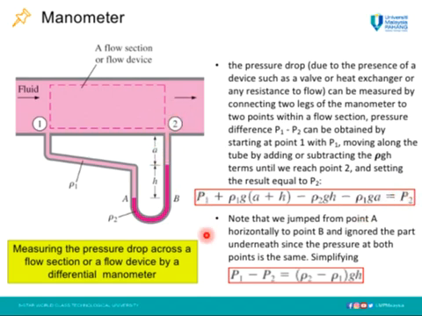point 2. So note that we jump from A and B and ignore the part underneath since the pressure at both points is the same. We simplify this equation, we will get the equation here. So the pressure difference between point 1 and point 2 equals the density difference between liquid 2 and liquid 1 times gravity times height.